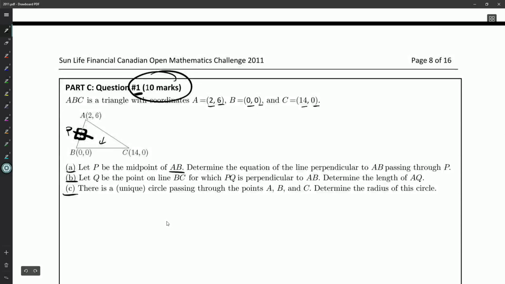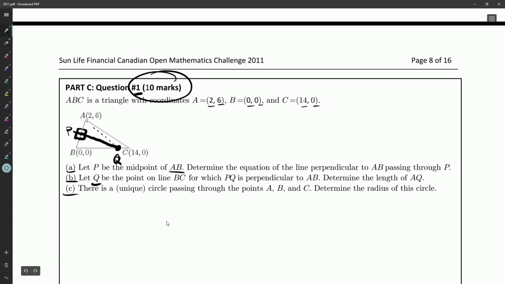Very, very nice and quick, as long as you're familiar with concepts like midpoints and negative reciprocals giving you perpendicular lines. So B part, let Q be the point on the line BC, right here, for which PQ is perpendicular to AB. Silly me, my mistake. So we actually are just extending this line. Okay. Determine the length AQ.